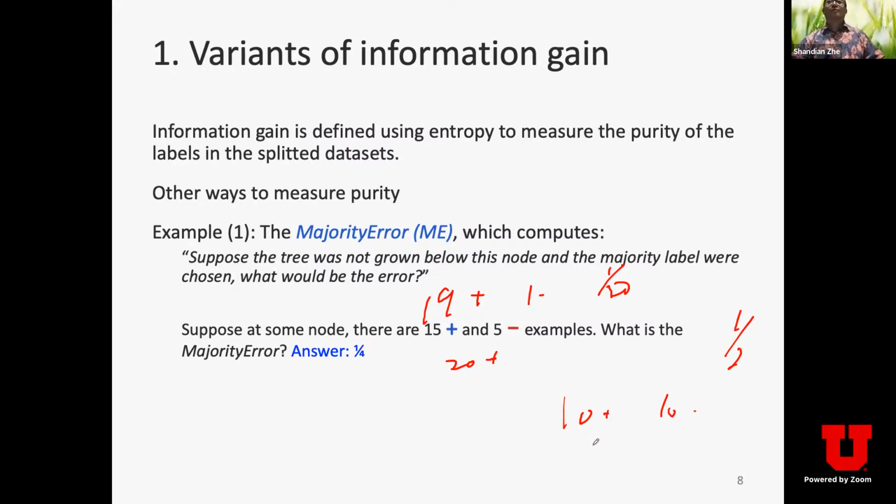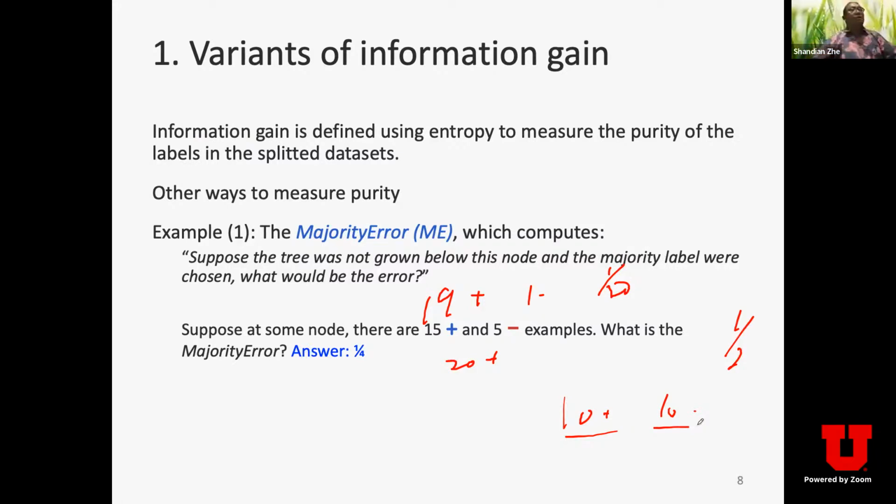Yes. The majority error, for the binary case, for binary labels, cannot exceed 50%. If it exceeds 50%, then the label you choose is not the majority label. The majority label must take at least 50% of the examples. So majority error will be less than or equal to 50%. You can see that in the most mixed example, meaning you got the same proportion of positive and negative examples, the majority error is maximum.